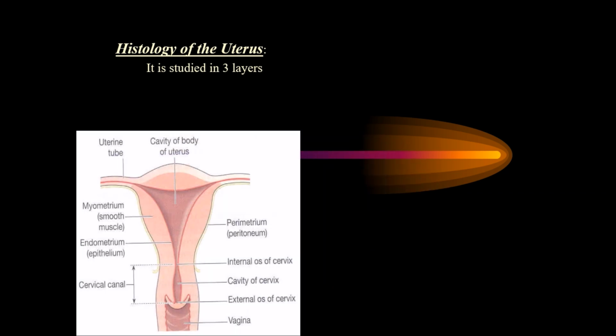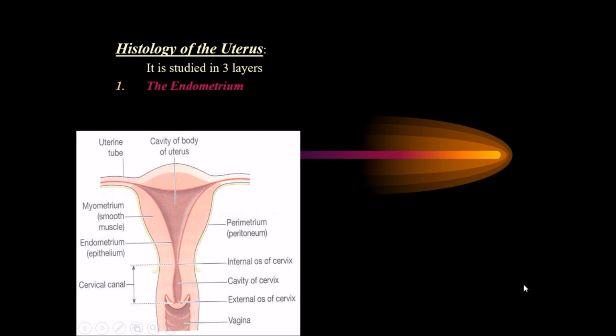Now going to some important highlights of the histology. We will not go into the details of the histology because it needs a separate lecture. So we will just be briefly introducing the histological features. As you know, the uterus is divided into three layers. When you take a section of the wall of the uterus, we can differentiate the three layers.